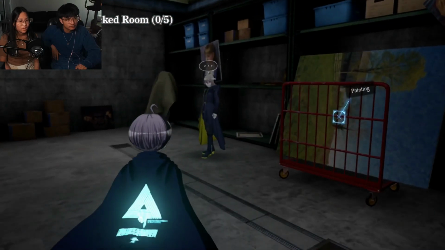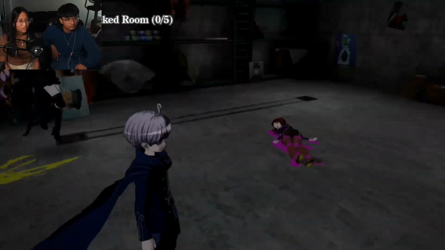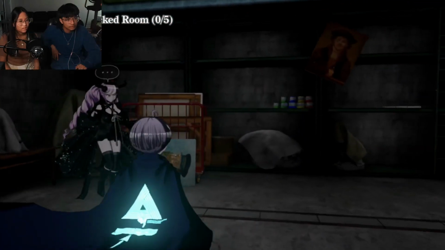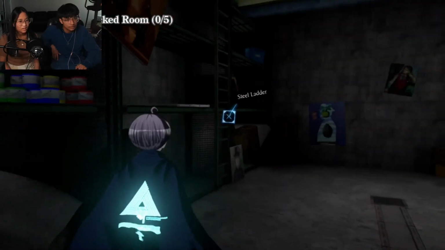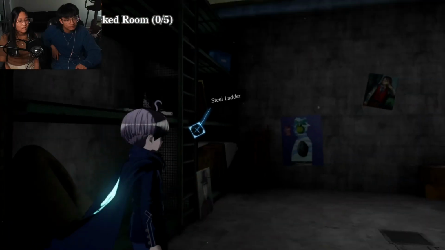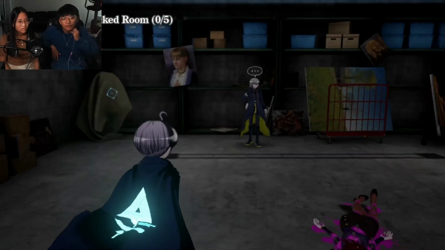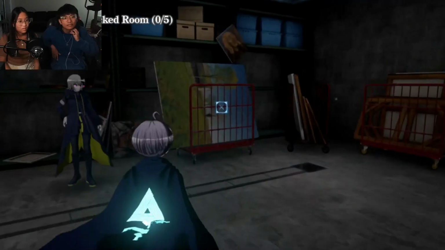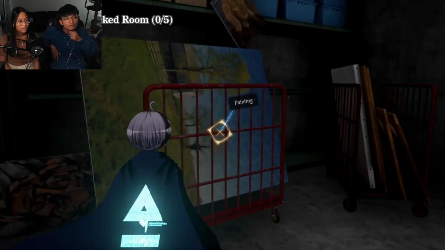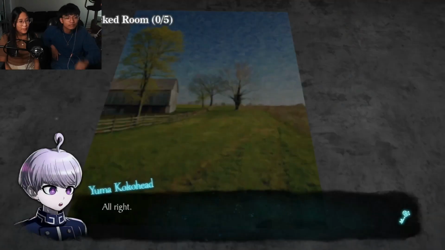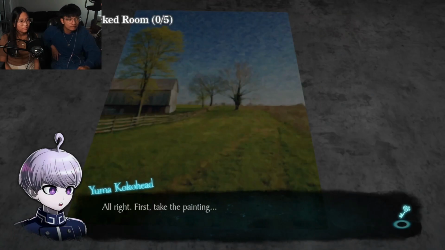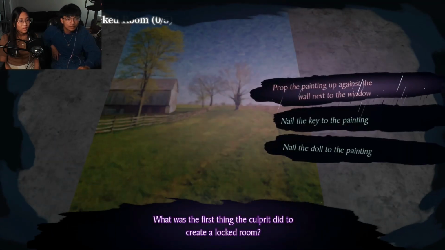So we're only supposed to look at things that are involved with the case. Yeah. So you can look at that painting. You have to do the painting where the doll was nailed to. It has to do with the ladder. No, it's the painting. So it's this one. All right. First, take the painting.